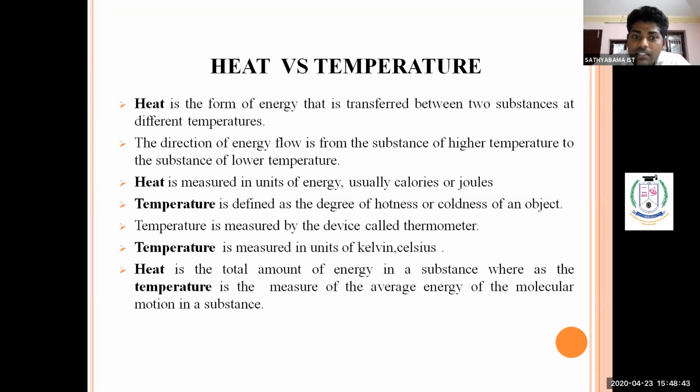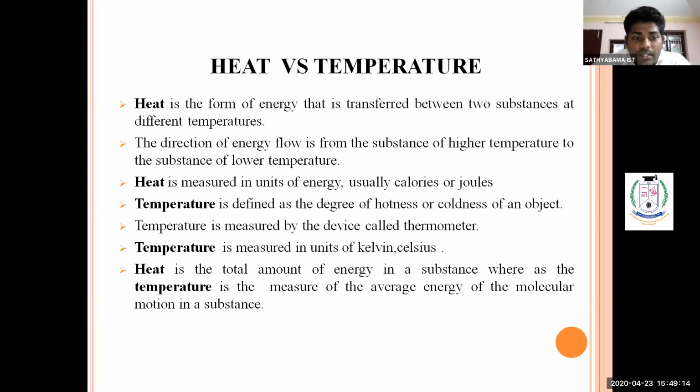If temperature is defined as the degree of hotness or coldness, and an object is at 100 degrees Celsius, then we can call it the hotness of that material. If the same object is at minus 32 degrees Celsius, then we can call it the temperature of coldness. So temperature is defined as the degree of hotness or coldness of an object, and it is measured by a device called a thermometer, in units of Kelvin and Celsius.